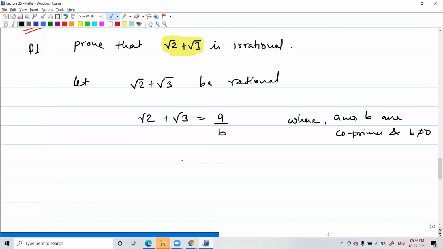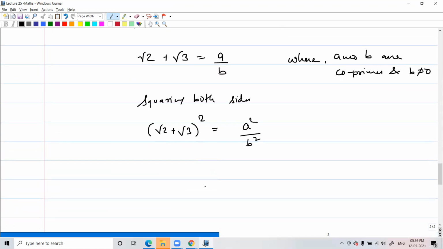Yeah, tell me. Squaring it, sir. Okay, squaring both sides. Good. Tell me, what do we do after that? How do you square this? Root 2 plus root 3, the whole square, equals a square by b square. Now it becomes 5 equal to a square by b square. No, we have to use the (a plus b) whole square identity. Yes, we have to use the identity.